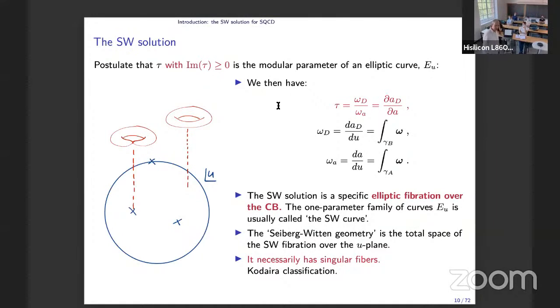It's interesting when you talk to mathematicians, you realize we have very loose language in physics. By Seiberg-Witten curve, we really mean a one-parameter family of elliptic curves. That's what the Seiberg-Witten geometry is in this case.